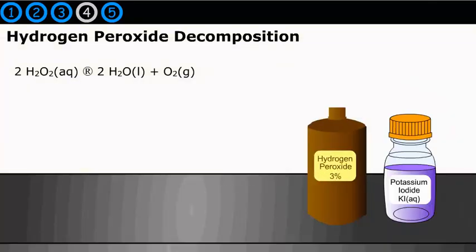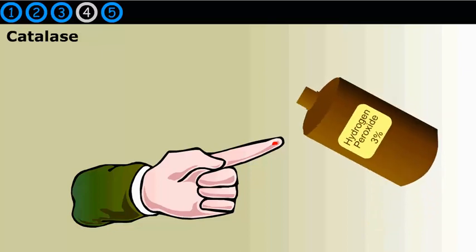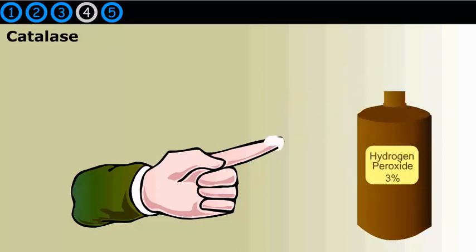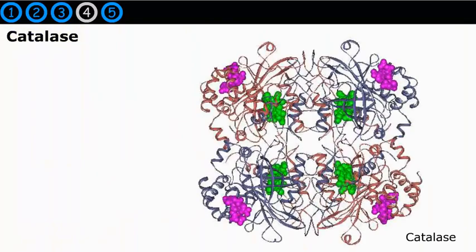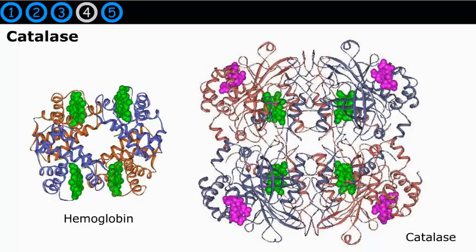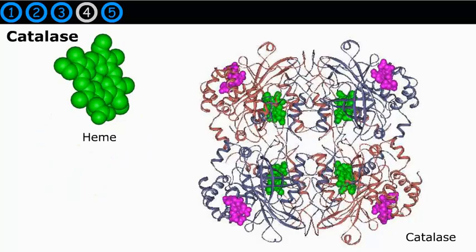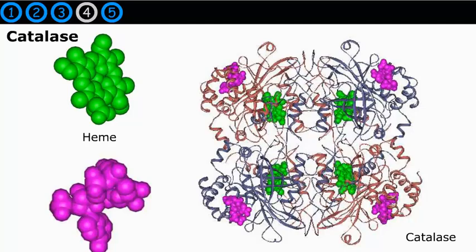Inorganic catalysts, such as iodide ions, speed up the reaction rate by about 5 orders of magnitude. Ever notice how hydrogen peroxide also bubbles when you pour it on a cut? A catalyst must be present. The enzyme catalase is released when cells are damaged. Catalase catalyzes the decomposition of hydrogen peroxide to water and oxygen. Catalase has 4 subunits, just like hemoglobin, and an iron-containing heme group. It also requires the coenzyme NADP.